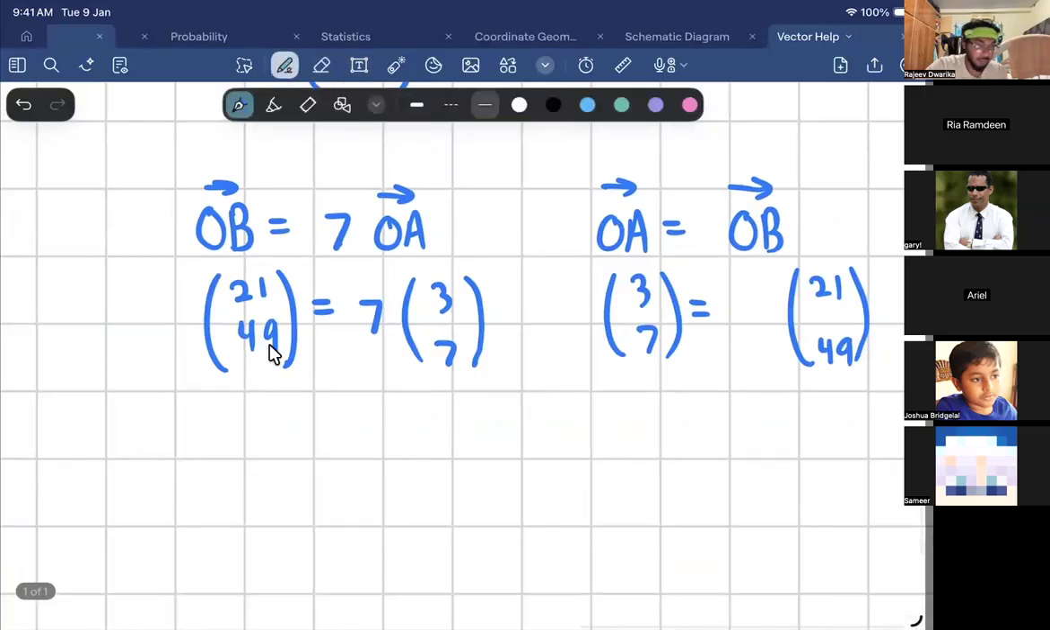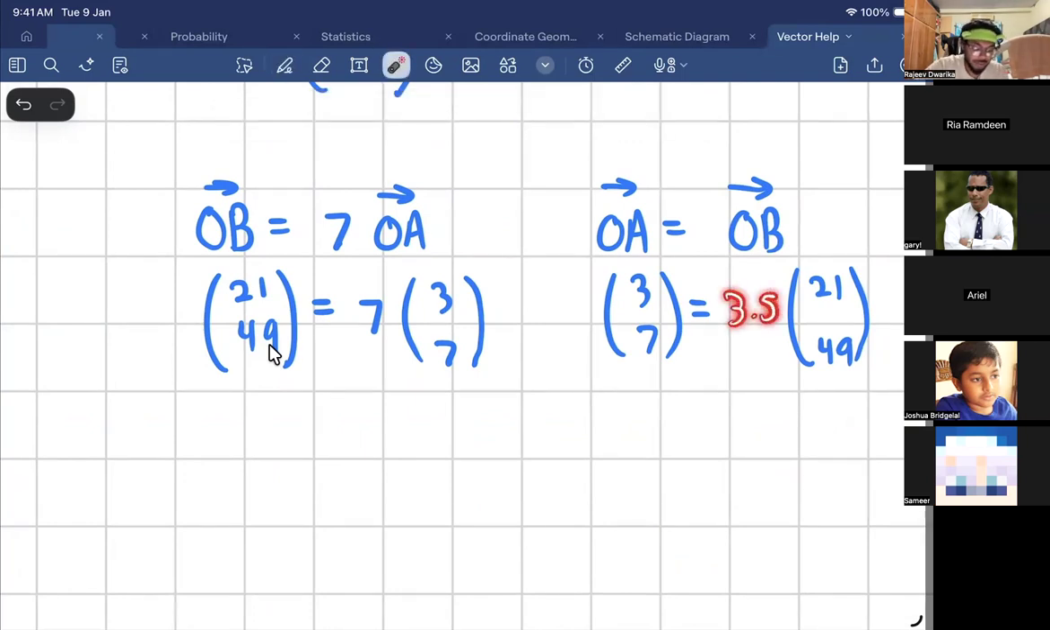Okay, let me ask you a simple question, right? So 3. Nah, not 3. 3.5. Okay, here it says, if I multiply 3.5 by 21, am I going to get back 3? Think about it, guys. I multiply 3.5 by 21. Am I going to get back 3? No.